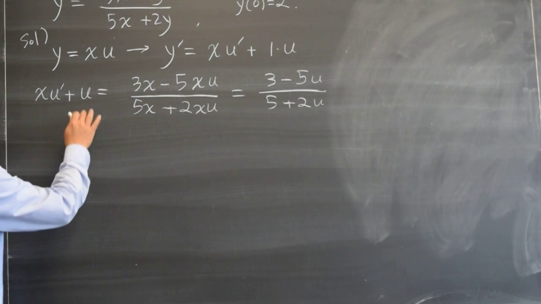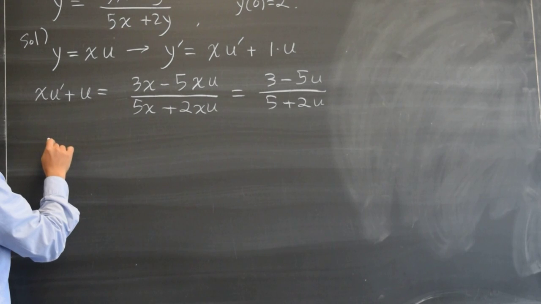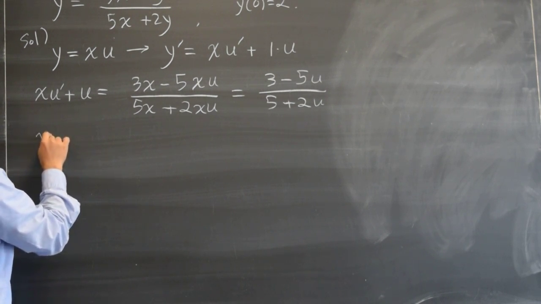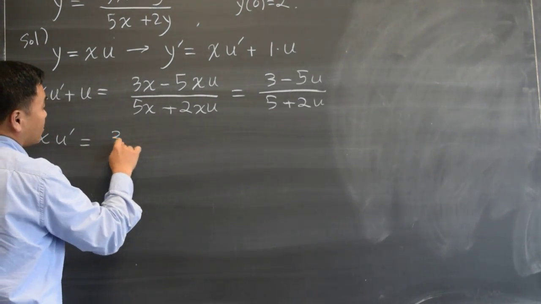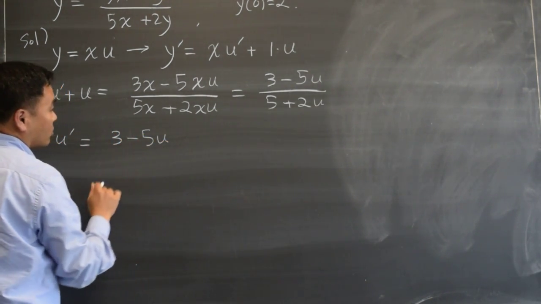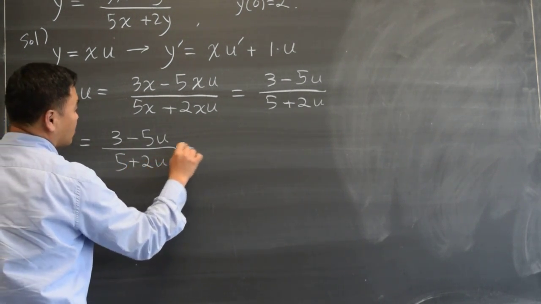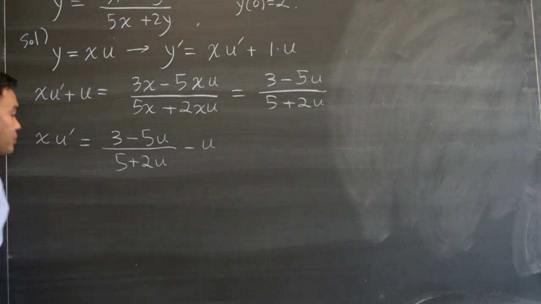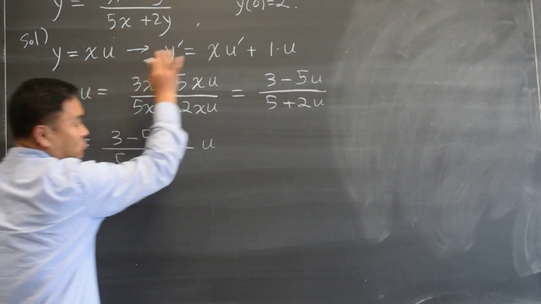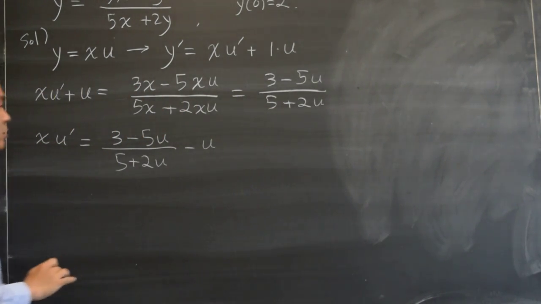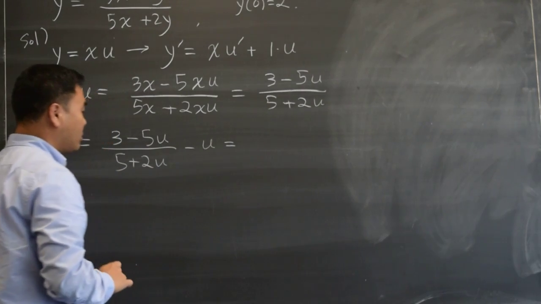Now let's put the u to the other side, and you get xu prime equals 3 minus 5u over 5 plus 2u minus u. So what I did was this u is moved to the other side to get you this. And then I'm going to put it into a single fraction.